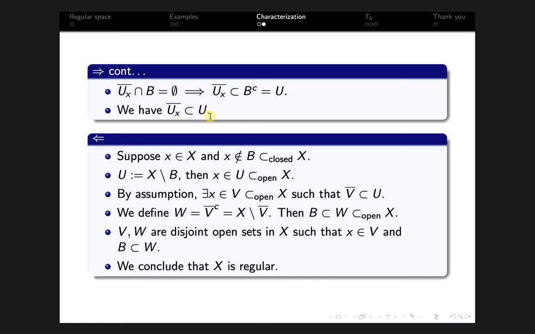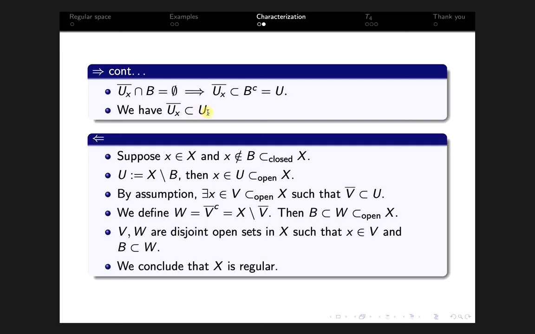Now we take V equal to UX, that is another open neighborhood of the point little x, such that V closure, that is UX closure, is contained in U. Okay, so this is what we wanted to prove.